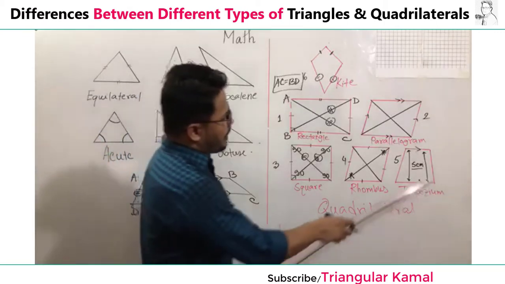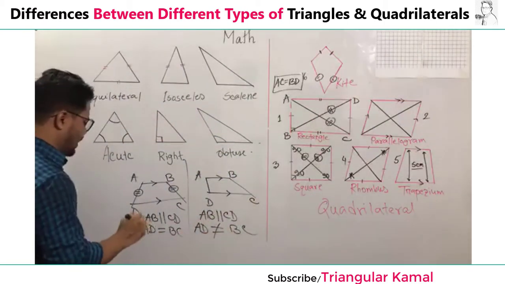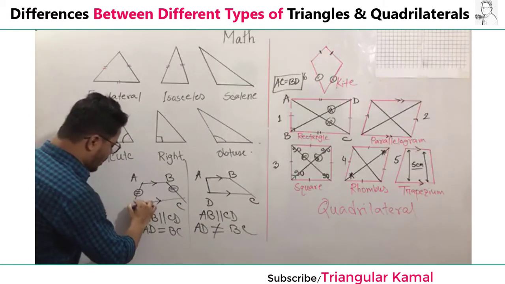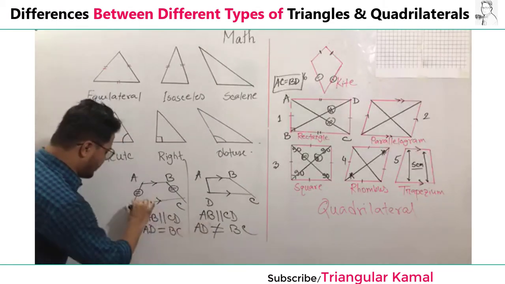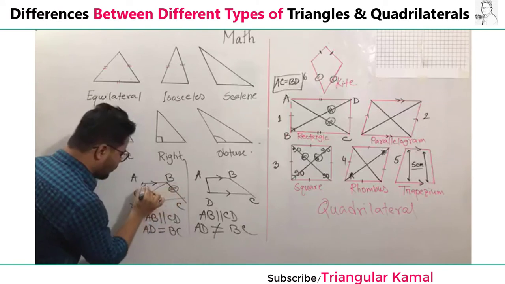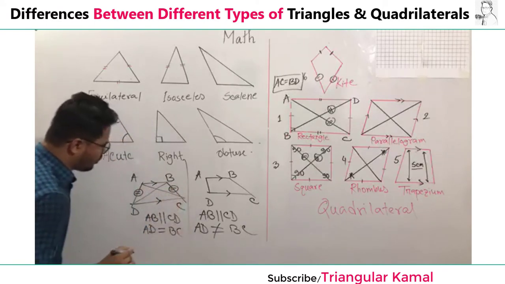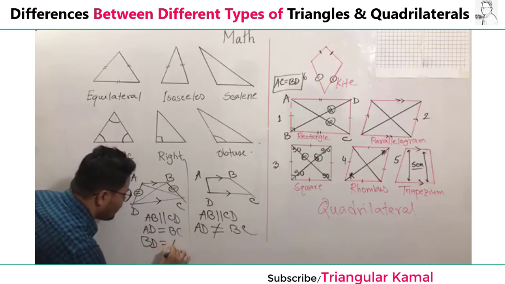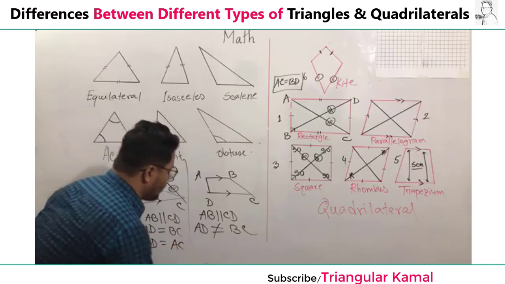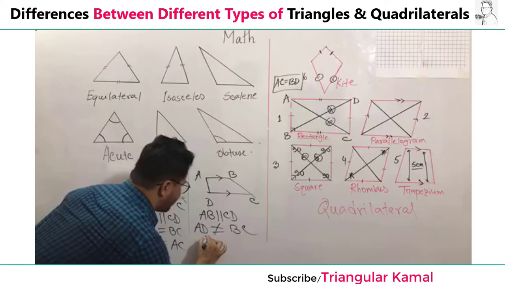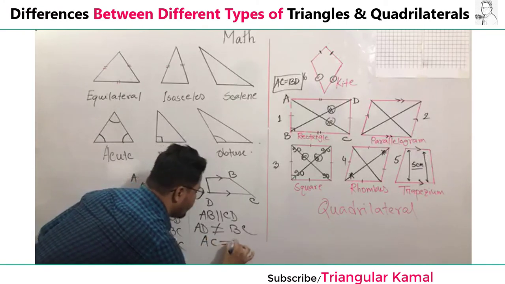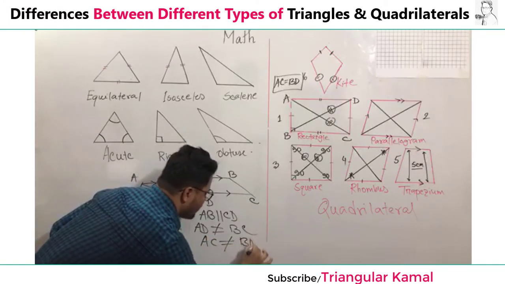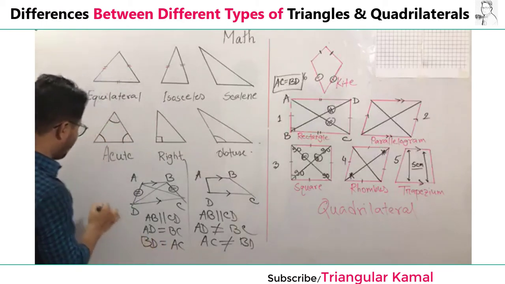In the regular trapezium, the diagonals will be the same, like BD equal to AC. But in an irregular trapezium, the diagonals will not be the same. AC is not equal to BD.